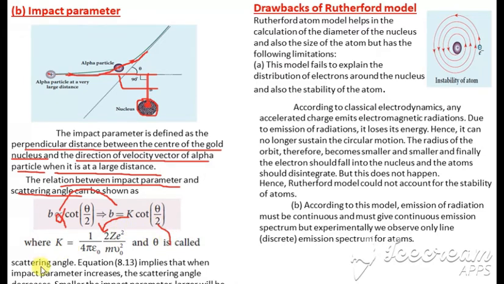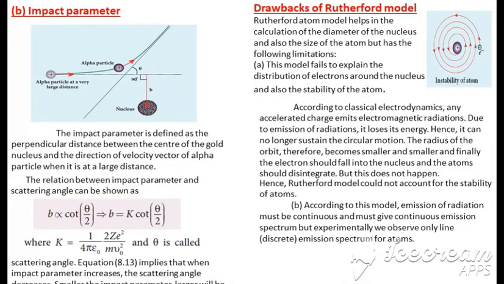That angle is what? The scattering angle. So we can say that as B, the impact parameter, increases, the scattering angle decreases. So when the impact parameter increases, the angle decreases. So this is the impact parameter. Last we have the drawbacks of the Rutherford model.